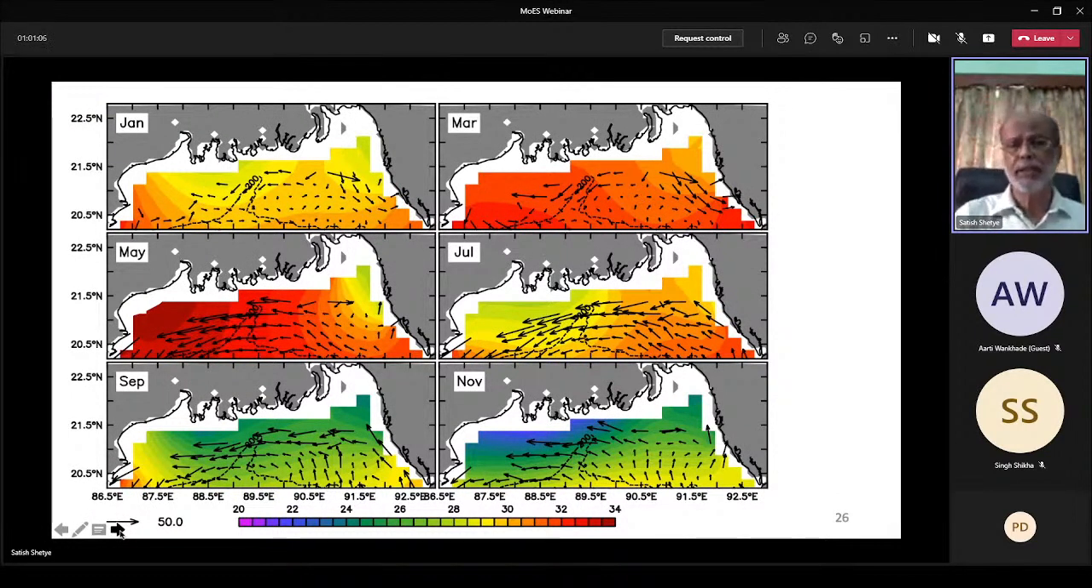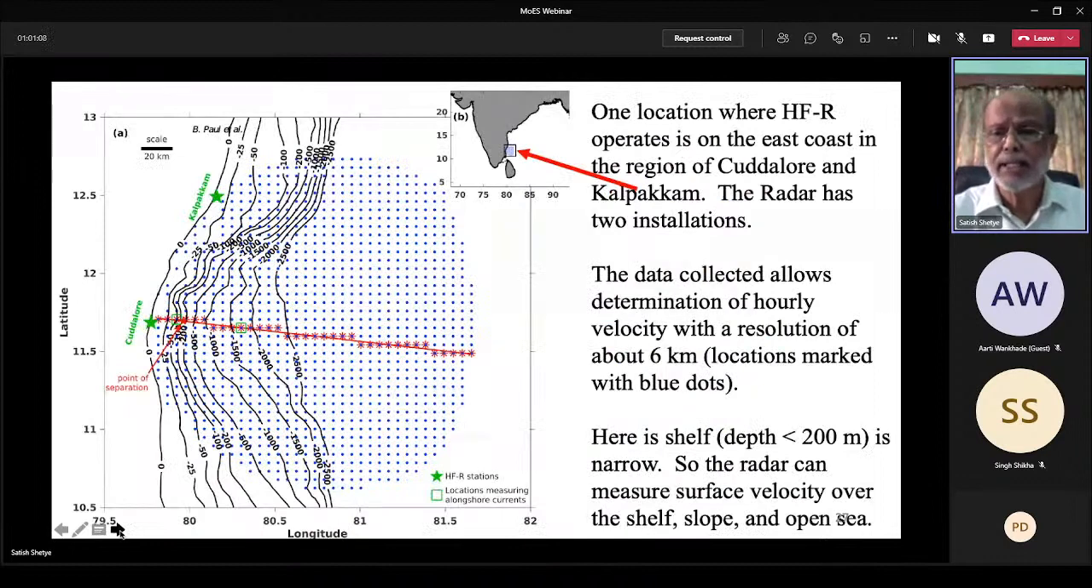Even more interesting is a recent study that has been carried out at INCOIS. The Government of India, the Ministry of Earth Sciences, has been installing high-frequency radars along the east coast. And there are two of them, one in Cuddalore, one at Kalpakkam, in this area. And this is a blow-up of that. This is the Cuddalore station. This is the Kalpakkam station.